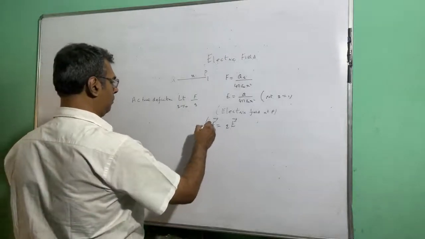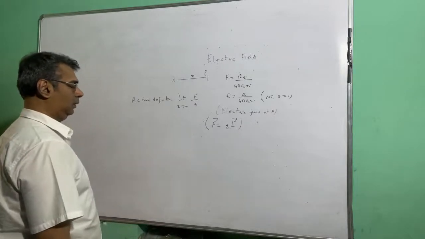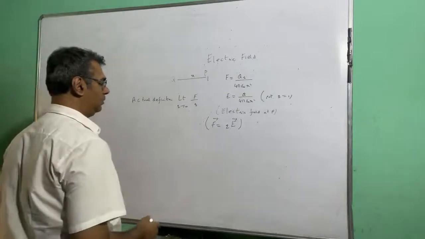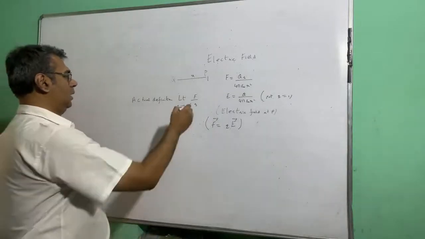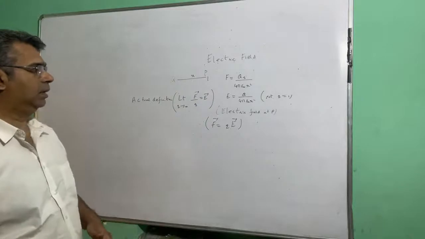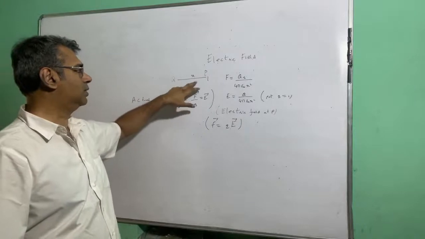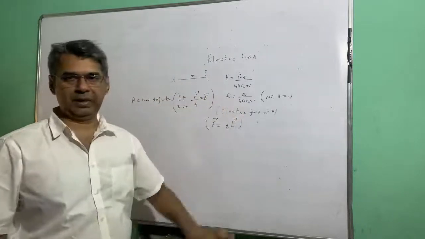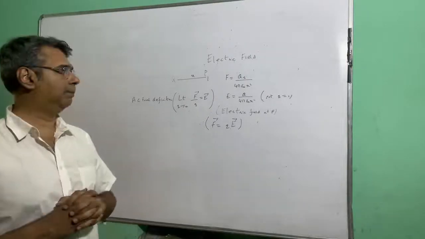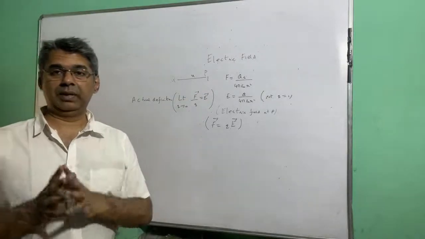This F equal to qE is the vector relation between force and field. Now the issue is that as a mathematical explanation it is fine. I consider that there is only one charge capital Q, and due to that charge I find the force on 1 coulomb, and that becomes a field. So as a mathematical definition it's okay. But from the physics point of view there appears to be a problem. We are saying that we'll put a 1 coulomb charge over there, but 1 coulomb is a very large amount of charge.